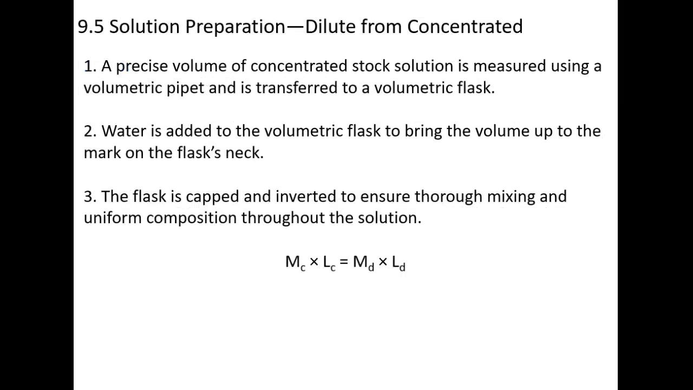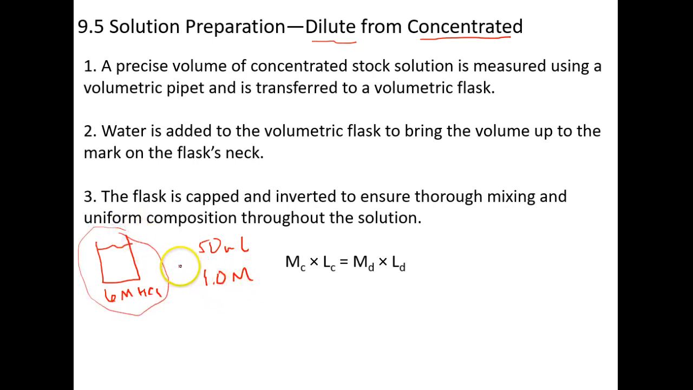The next one I want to talk about, though, is when you want to go from a more concentrated solution and you want to dilute it down. So imagine I have a stock solution of, let's say, 6 molar hydrochloric acid, and let's say I want 50 milliliters of a 1.0 molar solution. Let's say I have a gigantic bottle of this in the stock room. I obviously don't need all of it. I only need 50 milliliters, and I need it at 1 molar. I don't even need it at 6 molar. So how do I do this?